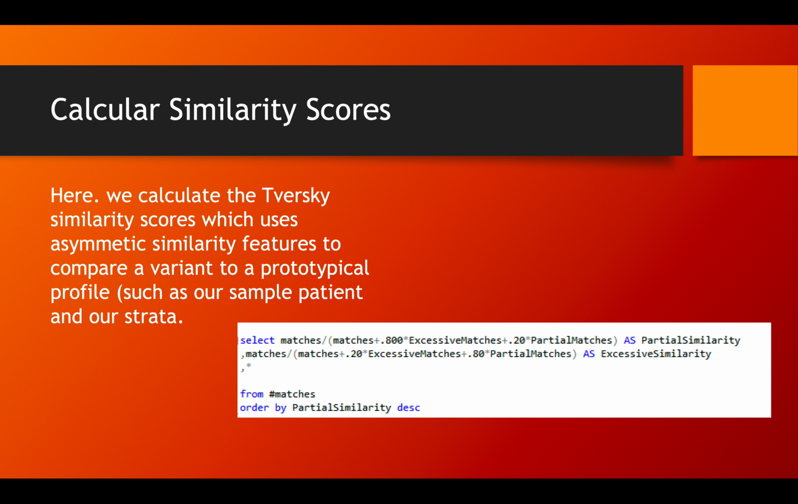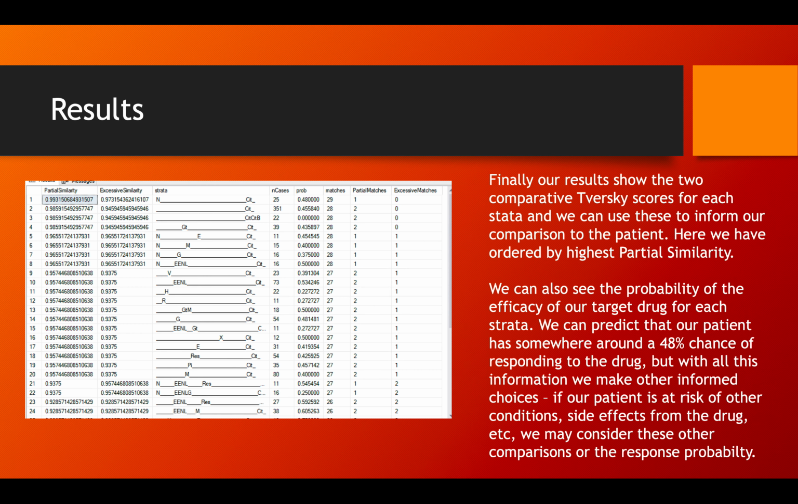So we're going to calculate similarity scores. And here we calculate the Tversky similarity scores, which uses asymmetric similarity features to compare a variant to a prototypical profile, which is our sample patient and our strata. And here we have the calculation for partial similarity and excessive similarity, so we can compare the two. And we're going to put that in a table and order it by partial similarity, descending. So finally, our results show the two comparatives for Tversky scores for each strata, and we can use these to inform our comparison to the patient.